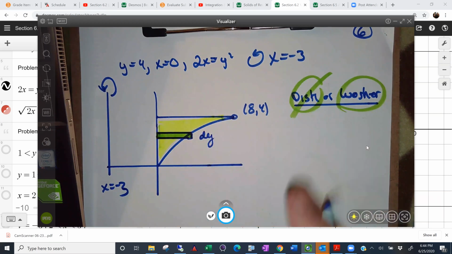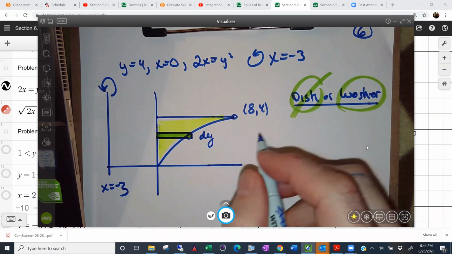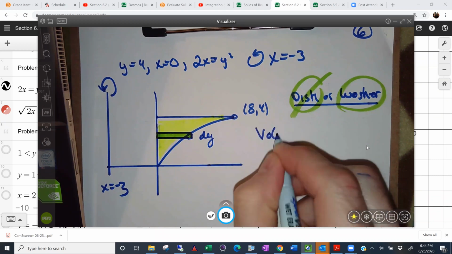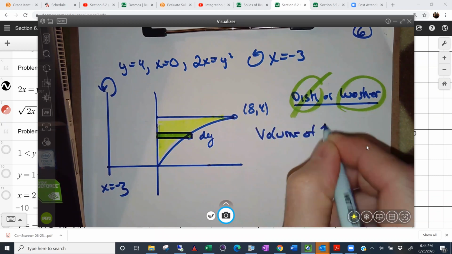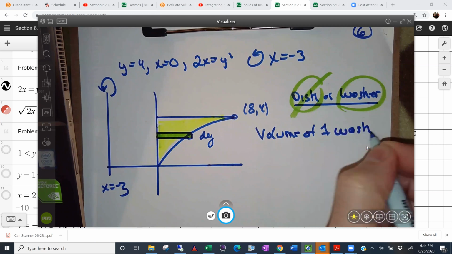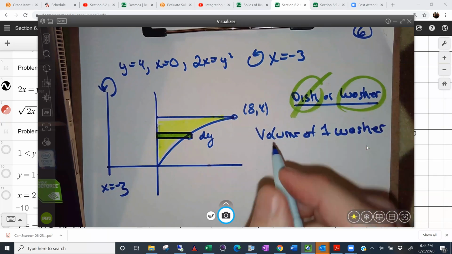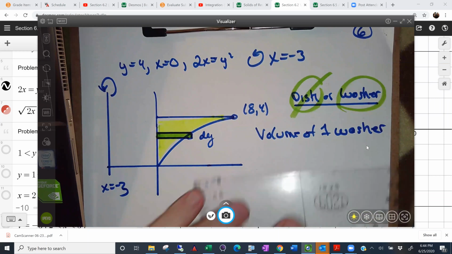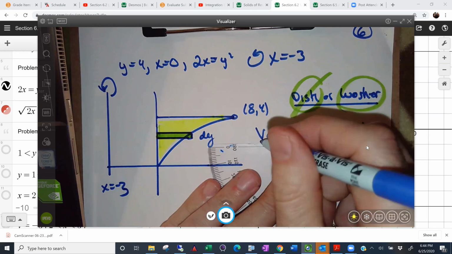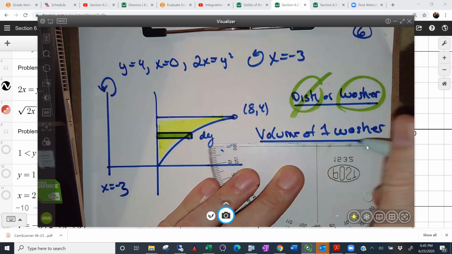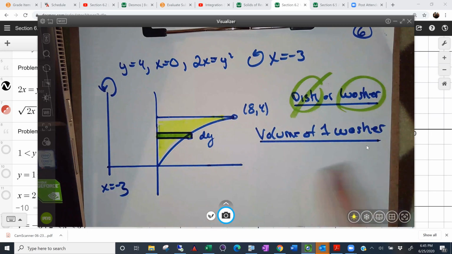And I know I'm going to set up a washer. So let's find the volume of one washer. And it's helpful if you actually write that down for me, because as I scan your paper to try and give you as much partial credit as I can, that kind of stuff helps.